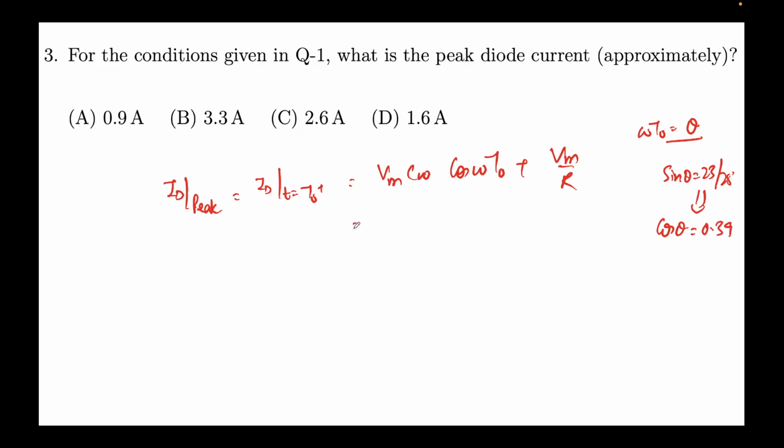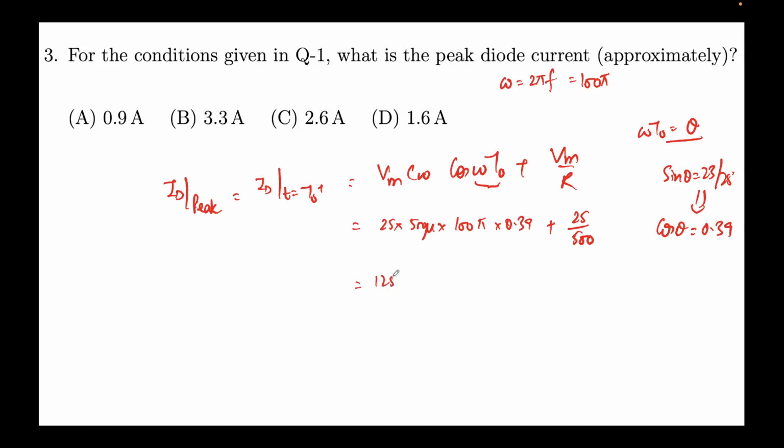So let's put it here. The value of Vm is 25. The value of C is 500 micro. The value of omega, I told you, is nothing but 2 pi f, and f is 50. So this is coming out to be 100 pi. So into 100 pi, and cos theta, this is coming out to be 0.39, plus Vm is 25, R we obtained as 500 ohms. So we know everything over here, so we just have to solve this.